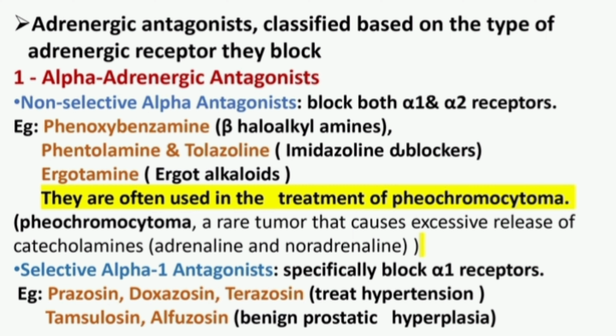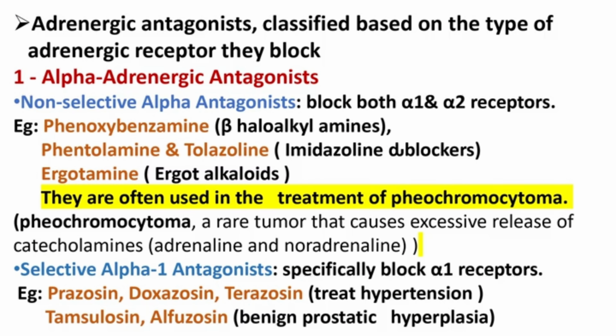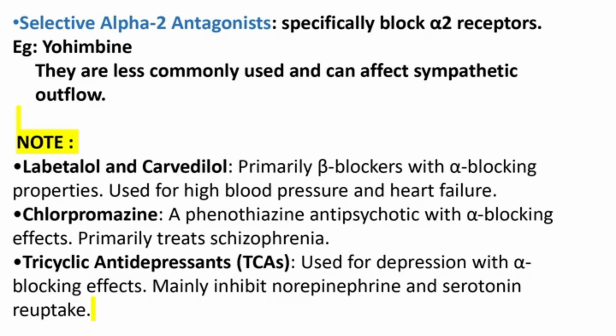In the next classification we are discussing selective alpha 2 antagonists. Specifically, it blocks the alpha 2 receptors. An example is yohimbine. They are less commonly used and can also affect the sympathetic outflow.